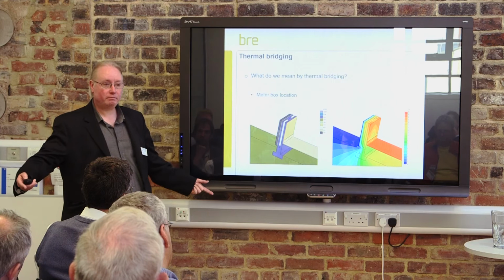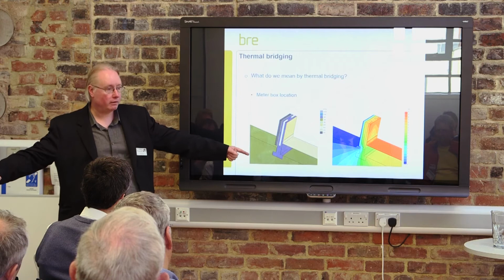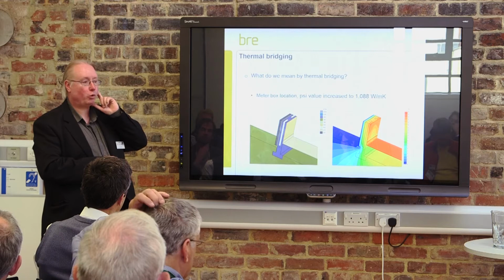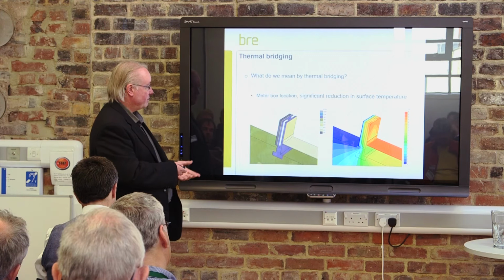So although you've only got a cutout of 450 mil for the meter box, 500 mil, whatever, it's actually coming from about a meter above and to the sides, the extra heat flow. So no surprise then that the psi value is poor. It's three times worse because you've left out a tiny little bit of insulation in that location. And as I mentioned, it significantly reduces surface temperature to the point where you're going to get condensation.